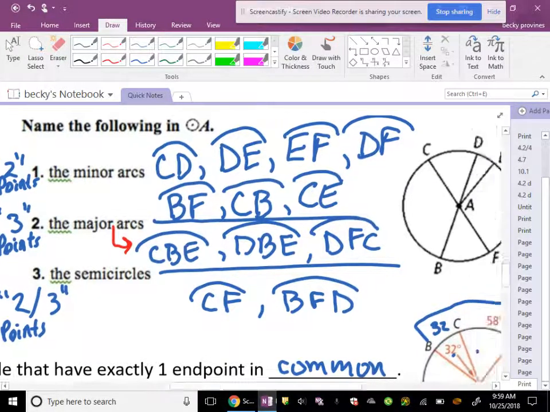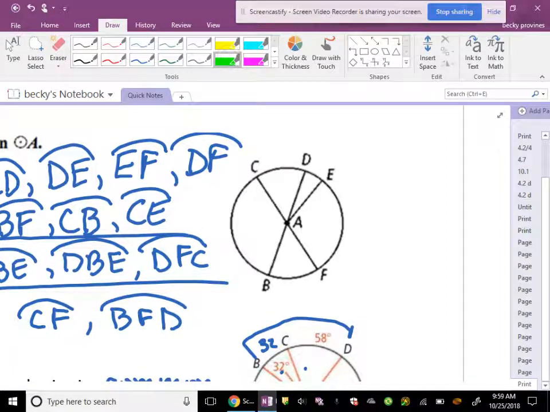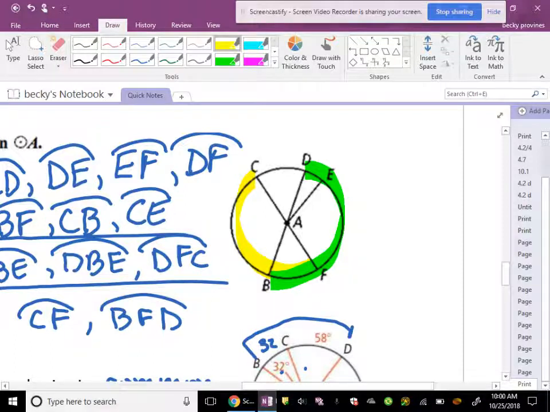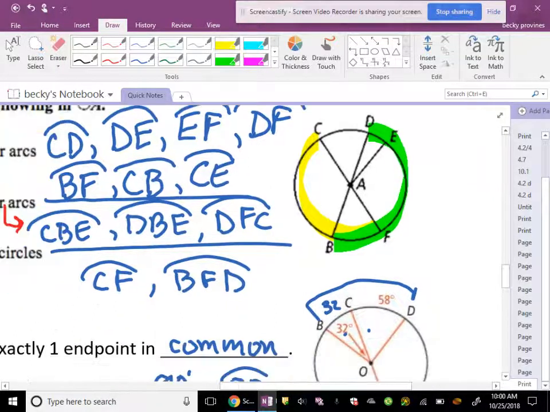Now for a semicircle, you know that equals 180. So I could say DB. I wrote CF, which works, C to F. And of course, you could also use 3 letters as well.